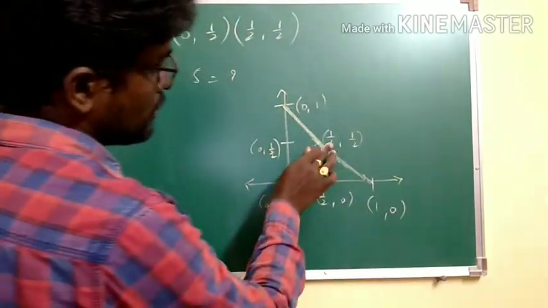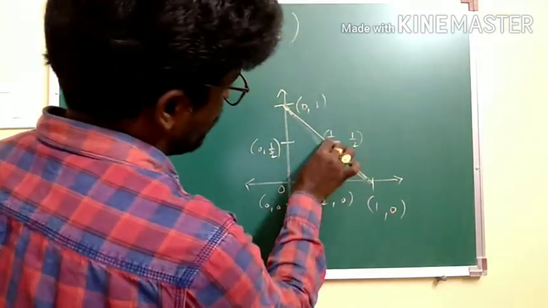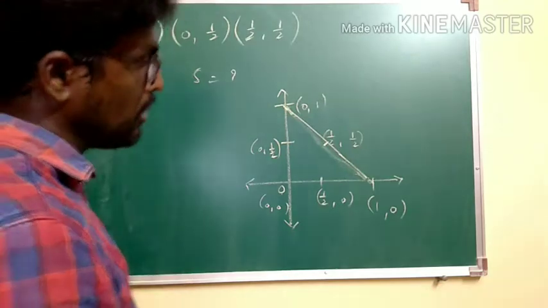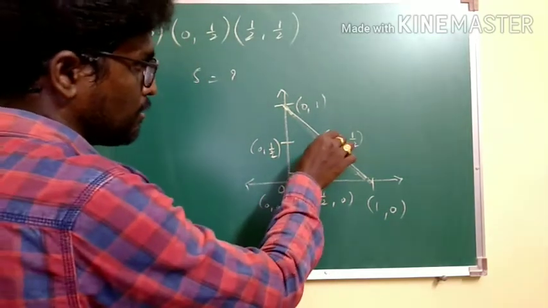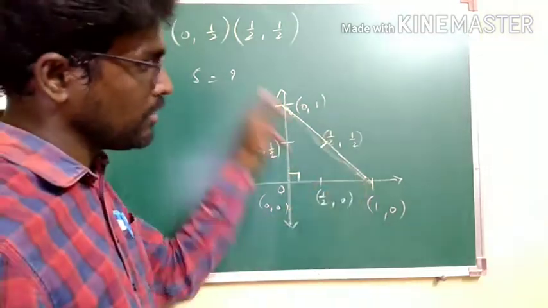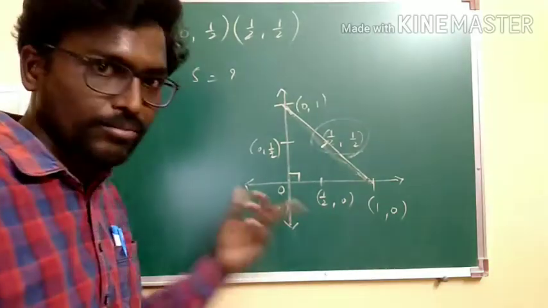The triangle is going to be something like this. Otherwise you can make this straight line properly. This is a midpoint, 1/2, 1/2. Now it is a right angle triangle. In the right angle triangle, the circumcenter is the midpoint of the hypotenuse. What is the hypotenuse? This. So directly we are getting the midpoint, that is 1 by 2 comma 1 by 2.